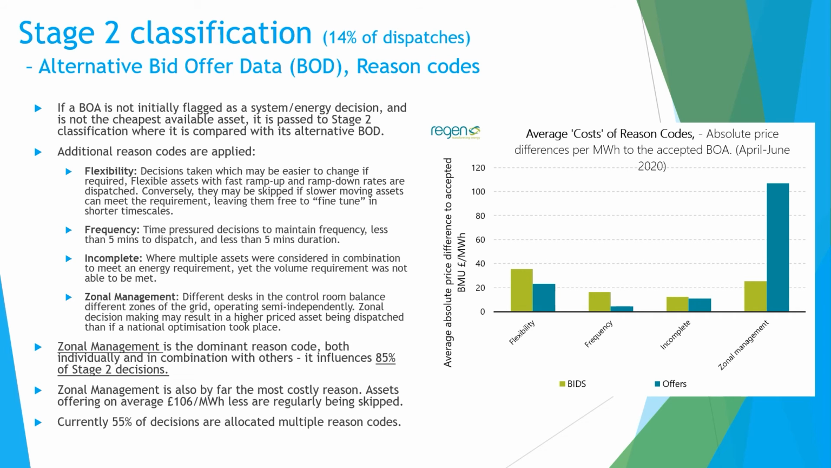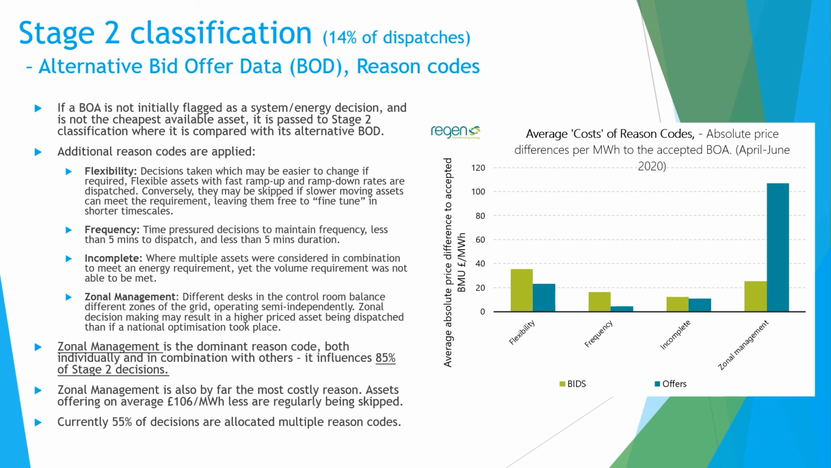So importantly, this means that zonal decision making may result in a higher priced asset being dispatched than if a whole national optimization were to take place. And in the methodology document which accompanies this data, the ESO admit that the systems of communication between these two desks, or these multiple desks, can be compromised at busy periods. So I think an important statement there in the methodology.